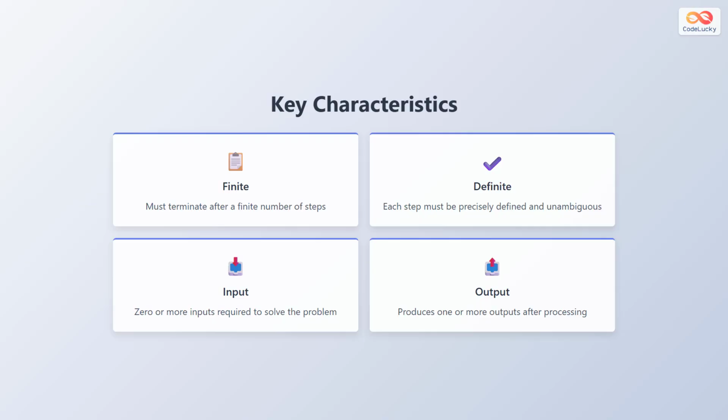Every good algorithm must have four key characteristics. First, it must be finite, meaning it must terminate after a specific number of steps and cannot run forever. Second, it must be definite, meaning each step must be clearly defined and unambiguous with no room for confusion. Third, it requires input, which can be 0 or more inputs needed to solve the problem. And fourth, it must produce output, generating one or more results after processing the inputs. These characteristics ensure that an algorithm is reliable and can be understood and implemented by anyone.